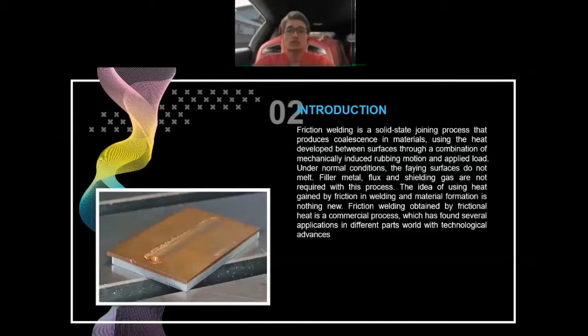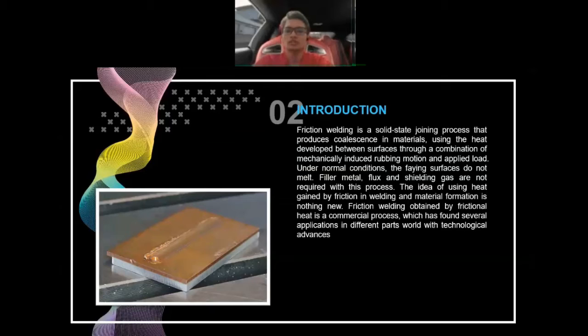Next, we are going to talk about the introduction. Friction welding is a solid state joining process that produces coalescence in materials using the heat developed between surfaces through a combination of mechanically induced rubbing motion and applied load. Under normal conditions, the faying surfaces do not melt.